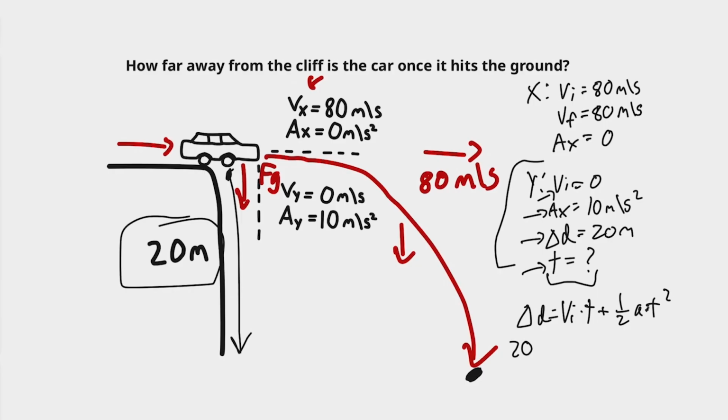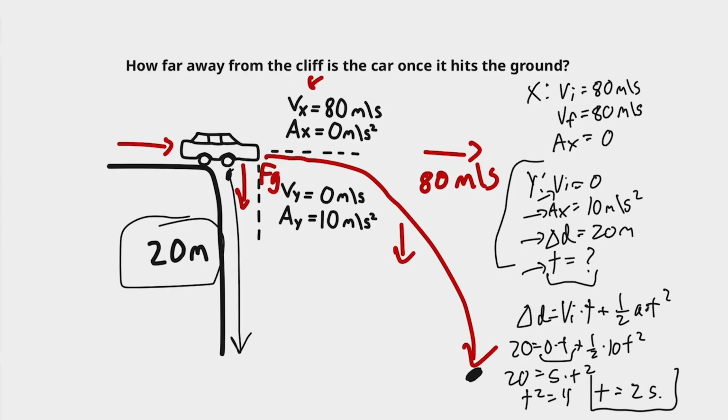That gives us 20 is equal to 0 times t plus 1/2 times 10 t squared. That comes out to be 20 is equal to, this is all 0, so we ignore that, 5 times t squared. So then t squared is equal to 4, so t is equal to 2 seconds.